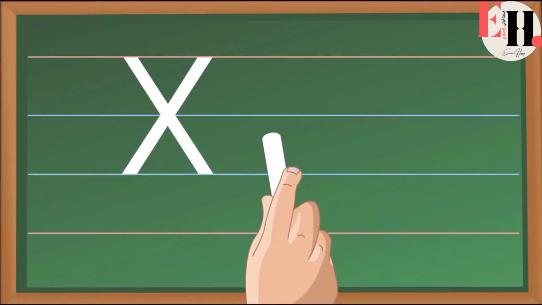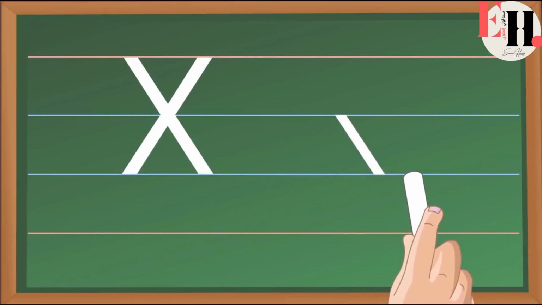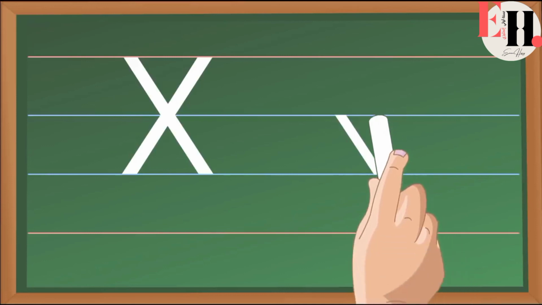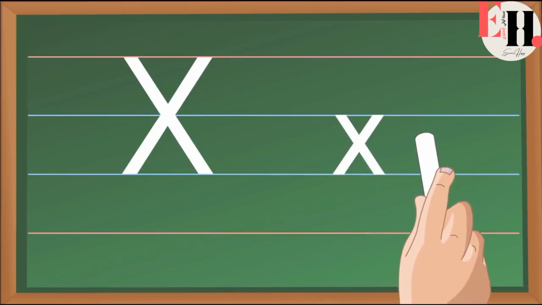Small x. Starting from the middle, draw a slanting line down towards the right. Then go to the middle and draw a slanting line towards the left, cutting the first line in the center.